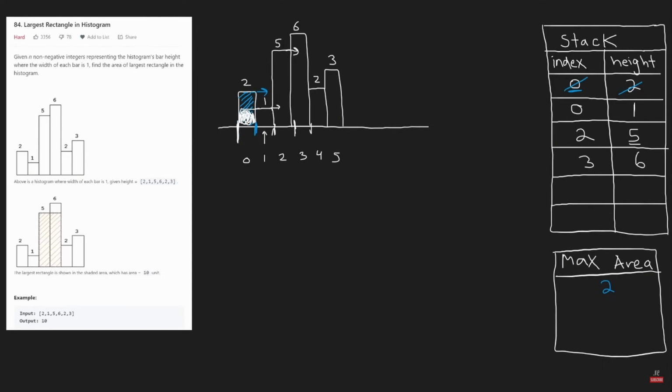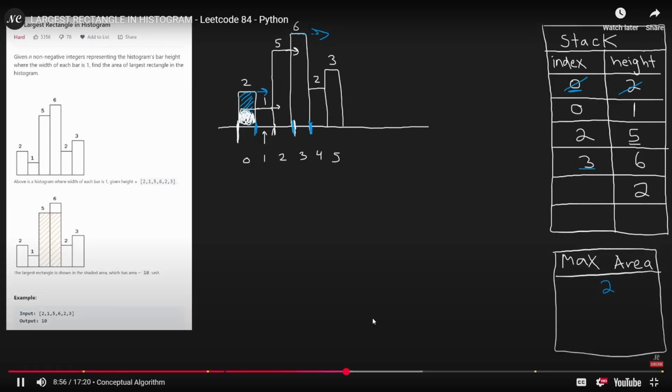Now we get to index 4. This is where the interesting stuff happens. At this index 4, we have a height 2. The problem is this 6 now can't go any farther. We reached a 2. So this 6, which started at index 3 over here, ended up stopping at index 4. That means its width was only 1. So we have to pop it now, but before we pop it, let's get the area that it could have made.